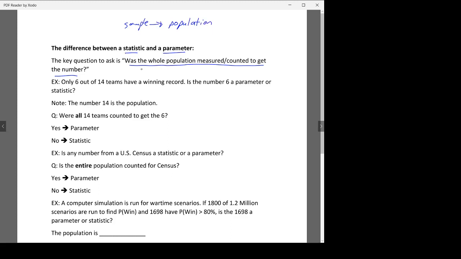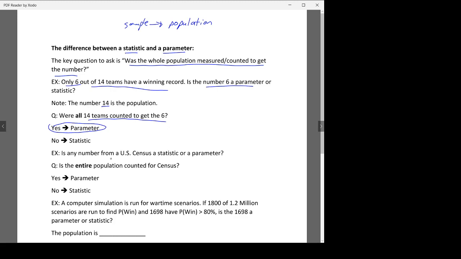So let's try asking this question. Only 6 out of 14 teams have a winning record, like baseball teams or something. Is the number 6 a parameter or statistic? Note, there are only 14 total teams, so 14 is the population. So the question is, were all 14 teams counted to get the 6? Since only 6 have a winning record, the other 8 do not, so you counted all of them. So yes, and that means the 6 is a parameter, because we know everything about everything.